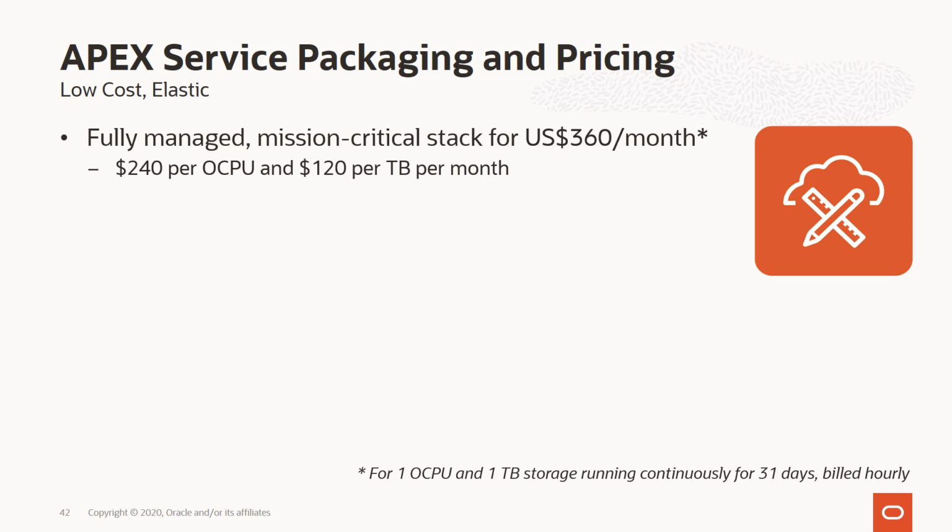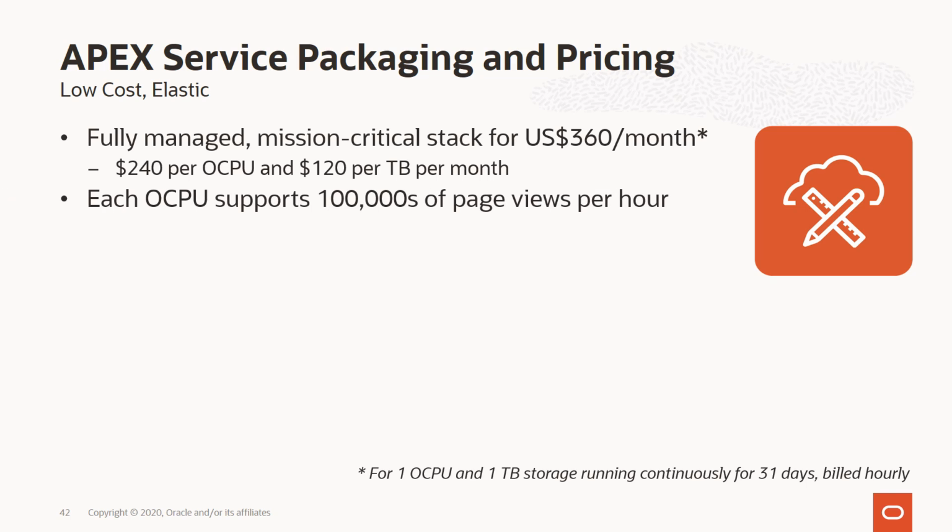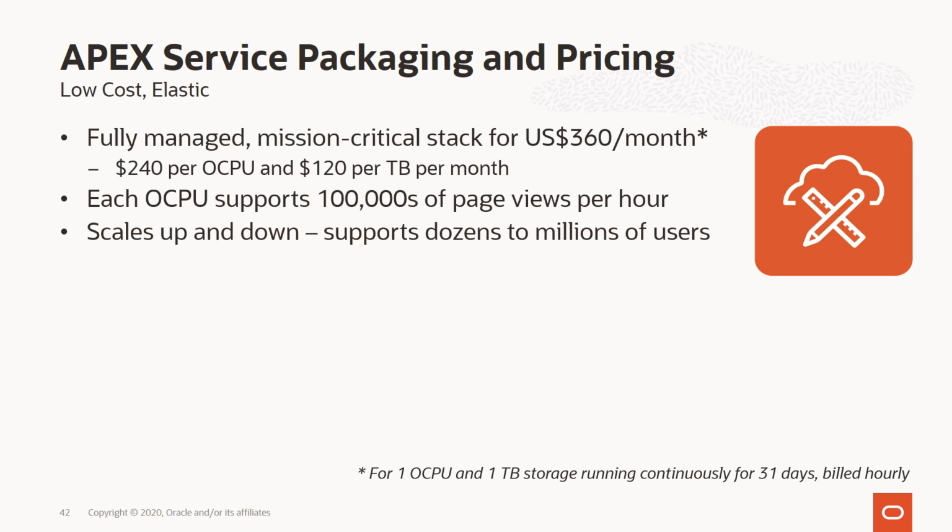Now, 1 OCPU may seem like a small amount of compute power, but keep in mind this is running on Autonomous Database, where the database is tuned and comes with the extreme performance of Oracle Exadata. In practice, you actually can do quite a lot with an OCPU. Our internal tests show that each OCPU of Apex Service supports hundreds of thousands of application page views per hour. And if your apps exceed this, you can dynamically scale compute power up to 128 OCPUs.